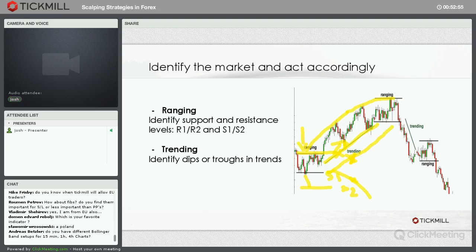But I haven't discussed Fibonacci here today, although it's certainly a very valid thing to use. I see a question from Doman Edward. What's my favorite indicator? That would be Bollinger Bands, Doman.